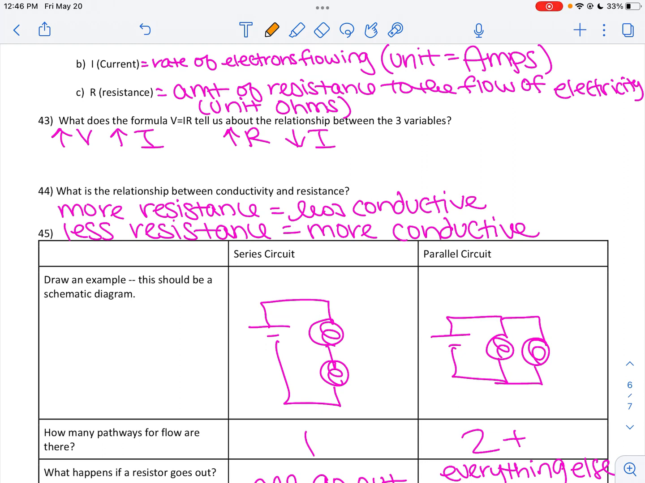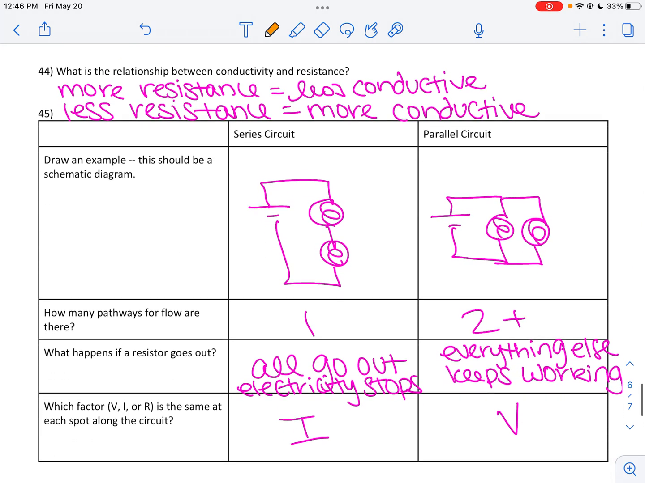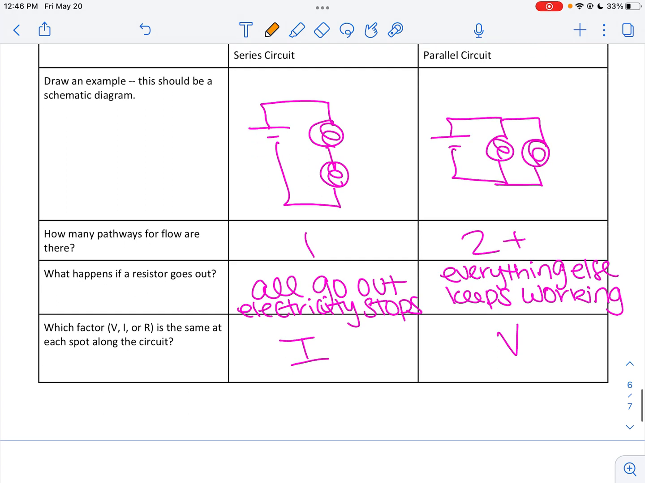Okay? And we had said conductivity and resistance kind of go hand in hand. If it's more conductive, then it has less resistance naturally. If it is less conductive, then it has more resistance.